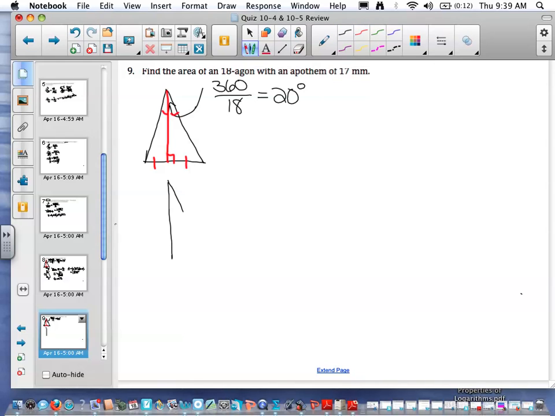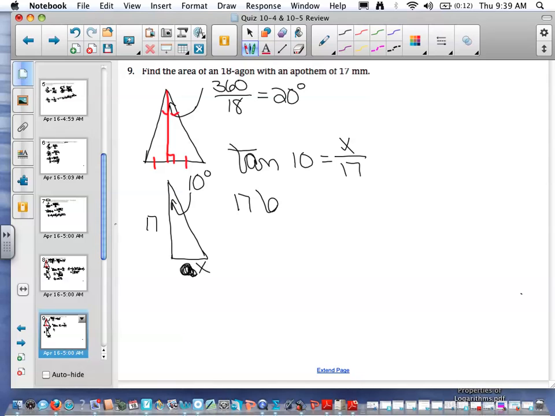So I will look at half of the triangle. My apothem is 17 meters. My central angle measure is 20. That's divided by 2. That makes that 10. I'm going to find the side length, A, so I'll use tangent. Tangent of 10 is equal to, actually, let's call that x instead of A. I don't want you to confuse that with the apothem. X over 17. Variable's up high, so you multiply 17 times tangent of 10 equals x.